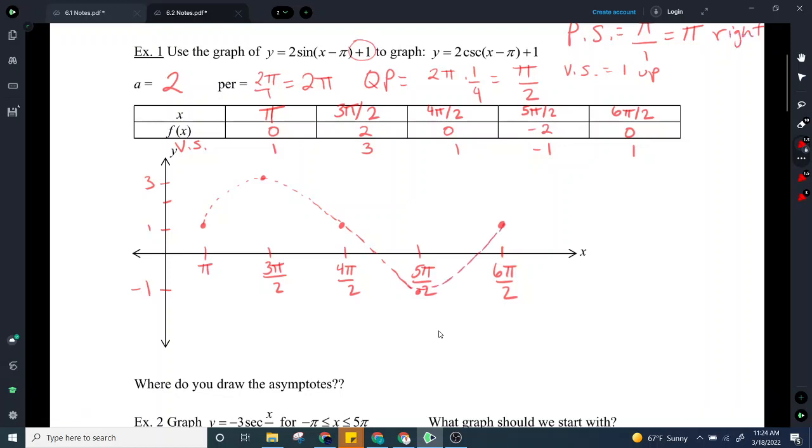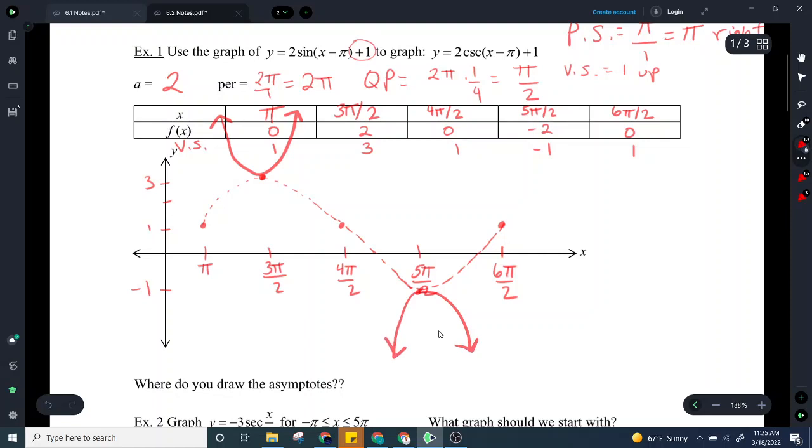Now, here's where the cosecant curve comes into play. Okay, so for the cosecant curve, wherever we have a maximum or a minimum, that's where those branches that open up and down are going to be. So up here at this point, we're going to have a curve that looks like this. So that's part of it. And then we're going to have one down here that looks like this.